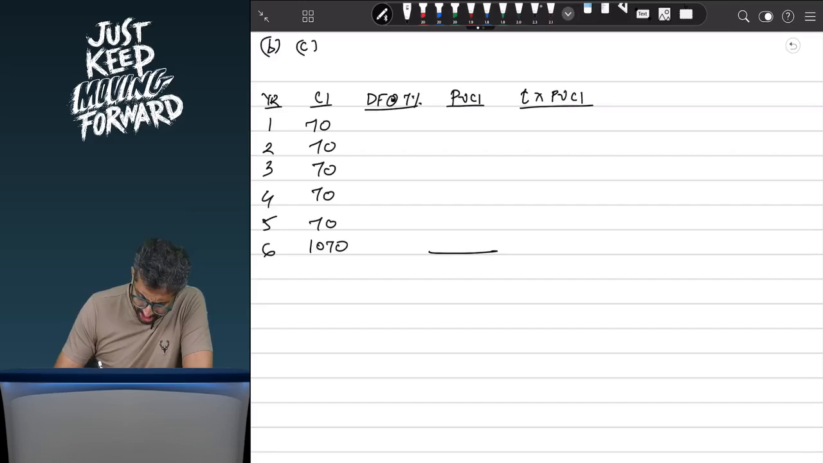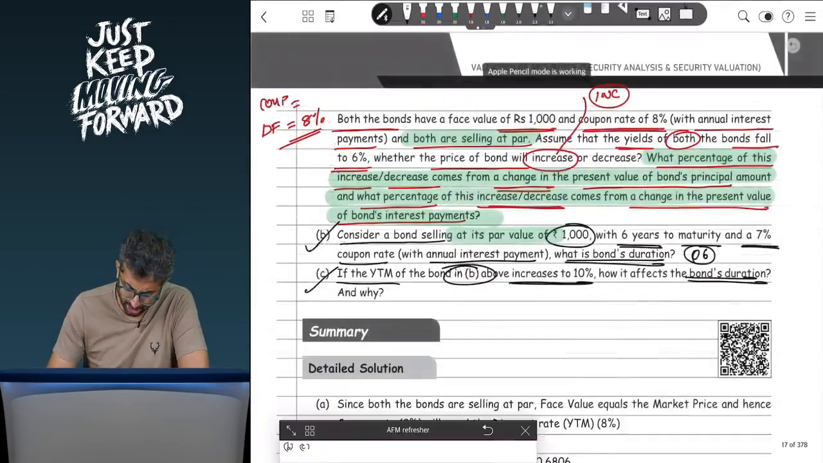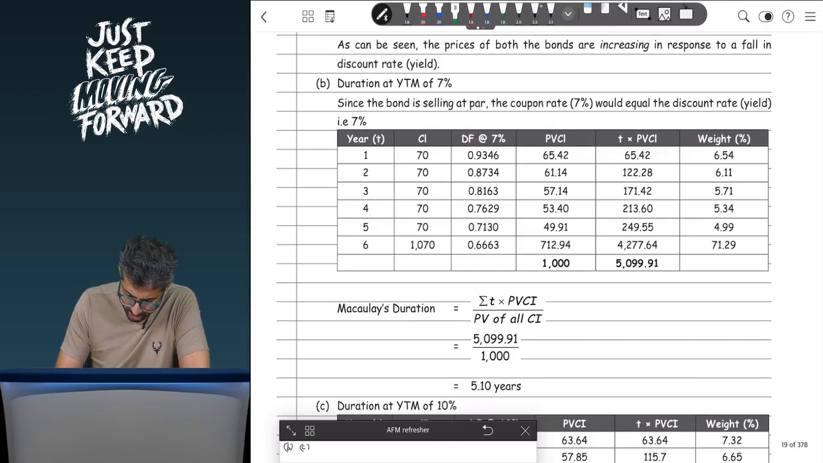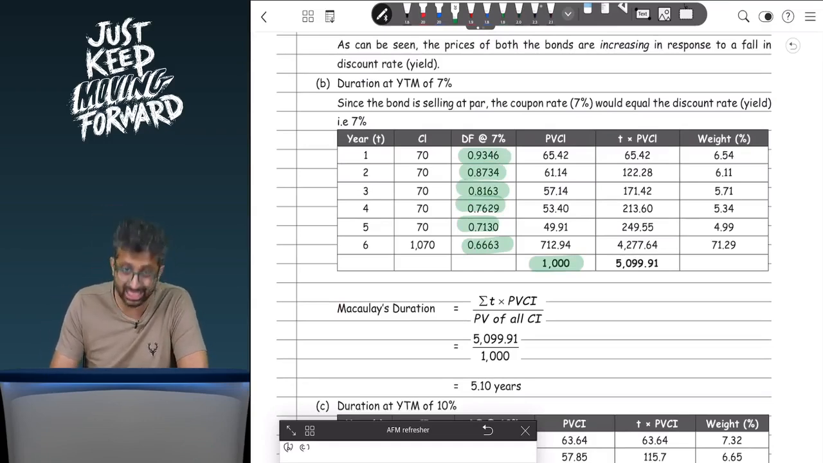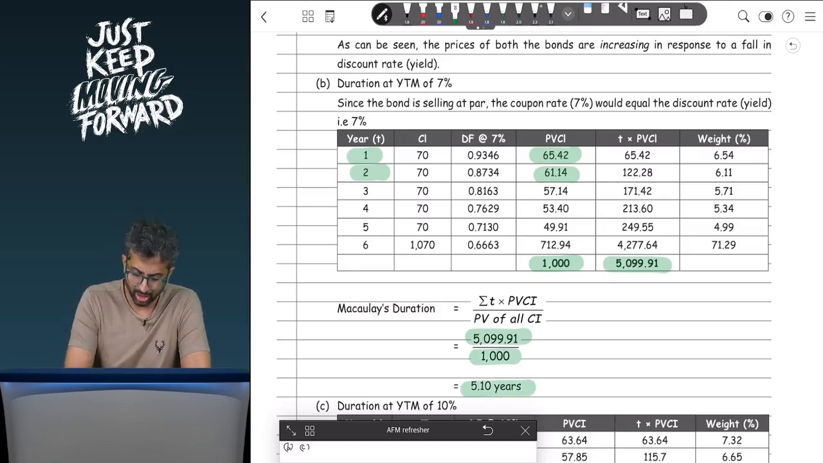Because the coupon rate is 7% and the discount rate is also 7%, if I do the working properly, my answer should come to 1000. So this is taking the 7% factors and coming to 1000. Now I want to find the duration. So I will say T into PVCI, 1 into 65, 2 into, let us say 61, and so on. We will get 5099. 5099 divided by 1000, and this will be around 5.1 years.